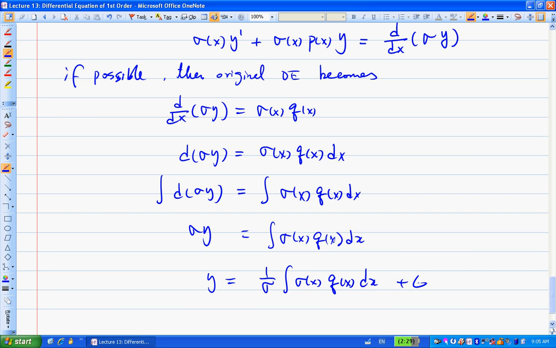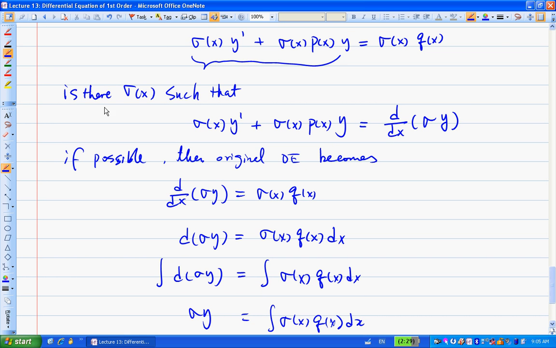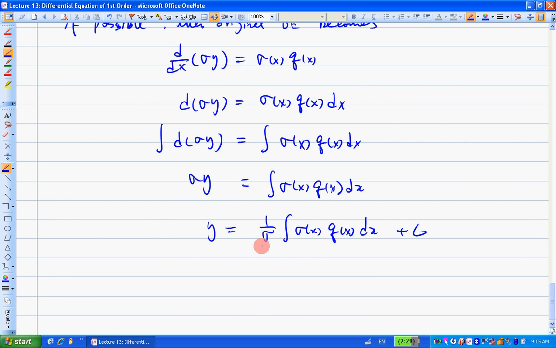So you narrow down yourself, starting with the logic here, to the question: is that possible? Can we find such a sigma x? That's basically the whole idea. Now, before we show you how to find the sigma x, let me give you a case where it's possible.